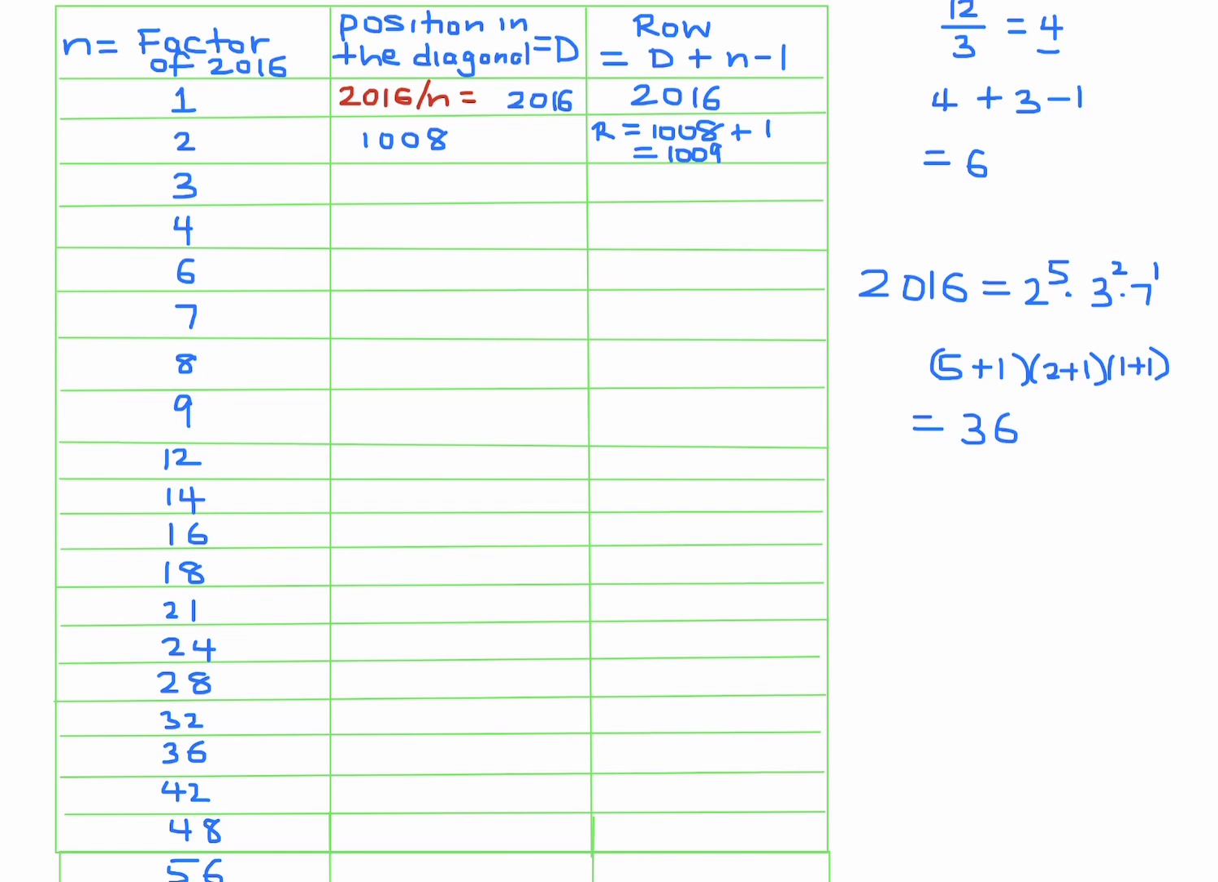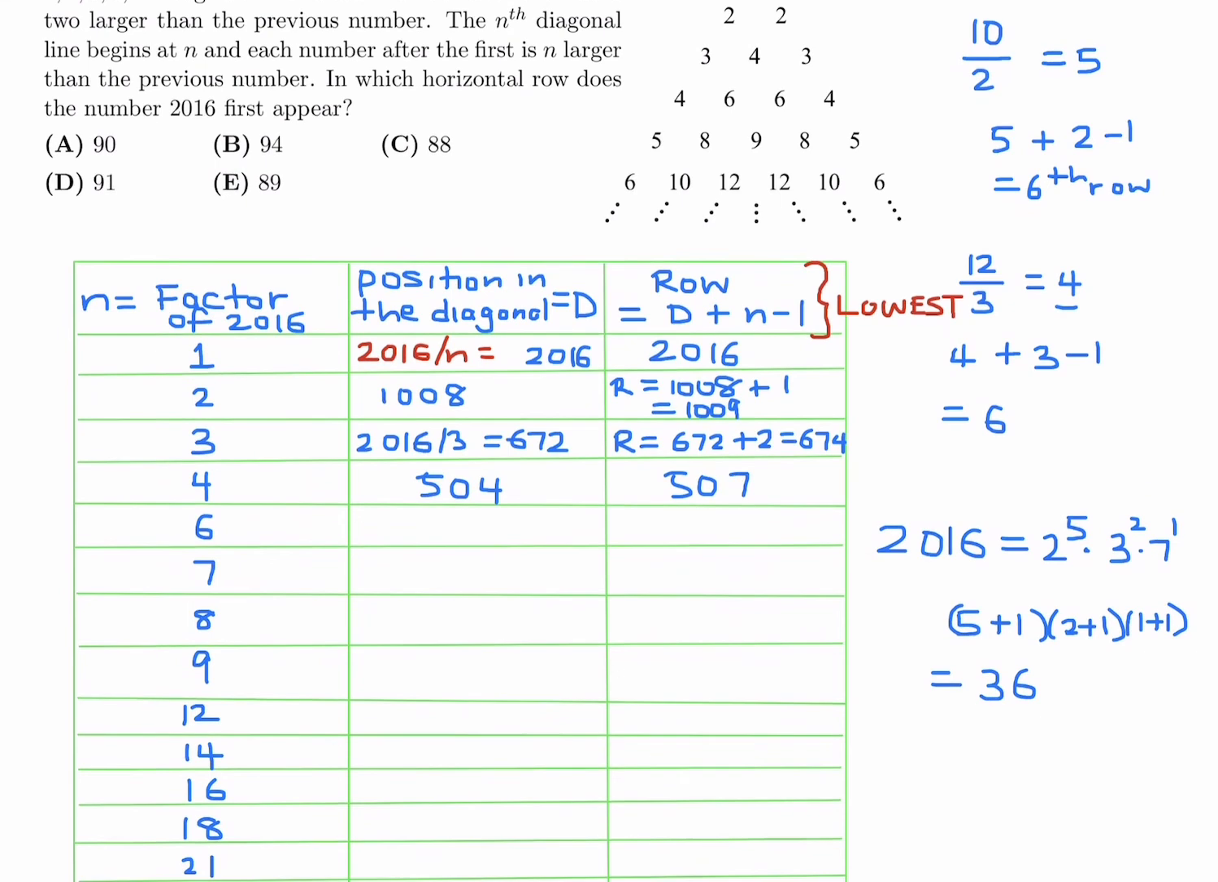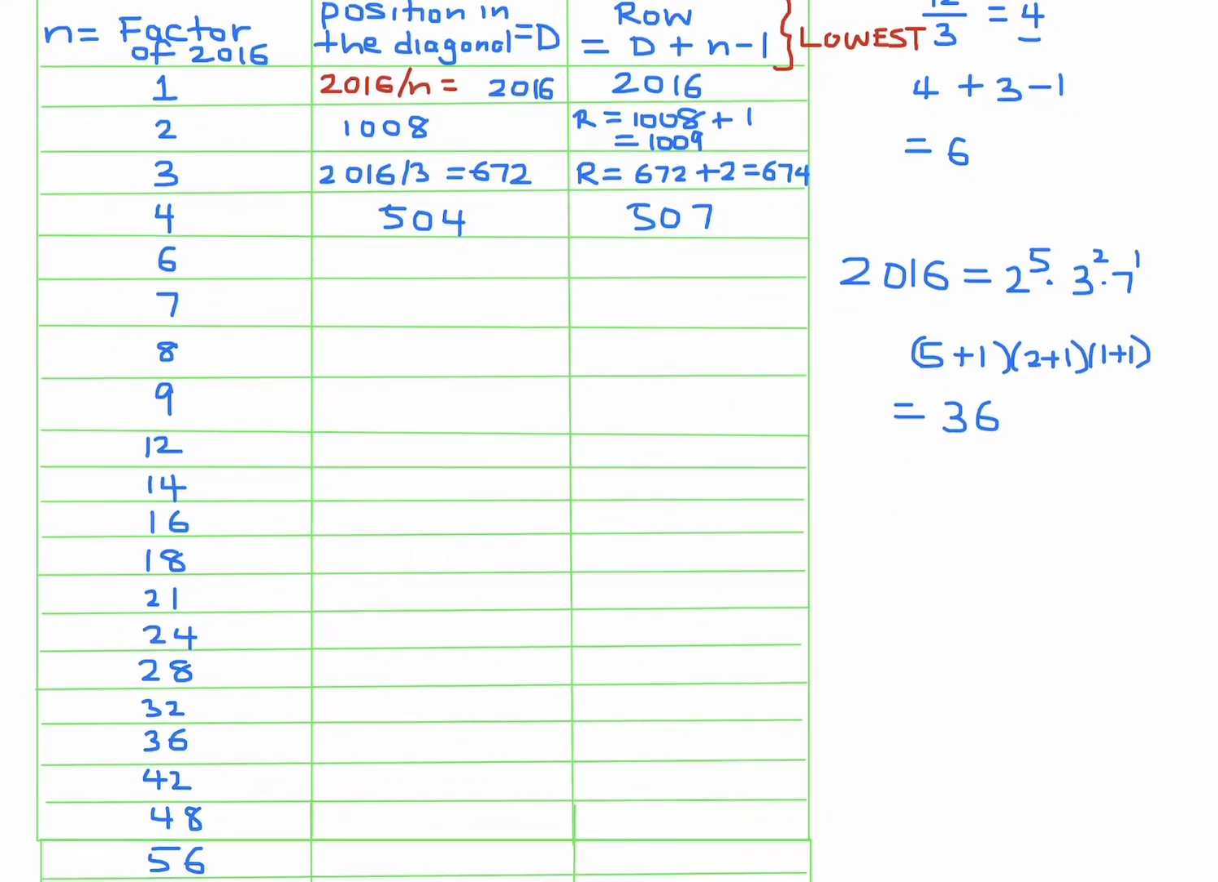Now our goal is to get this number to be as low as possible. So let me put that in red. Lowest. The lowest possible number for this column of the table. That's going to be the answer to the question. So you just keep doing this. For 3, it'd be 2016 divided by 3, which is 672. And then the row would be 672 plus n minus 1. n is 3, so that would be plus 2, which is 674. So now that you are an expert, I don't need to walk you through it. I'll just fill it out. 504, 507. And let's just see what the answer choices are. Oh, they're less than 100, so we've got to keep going here.